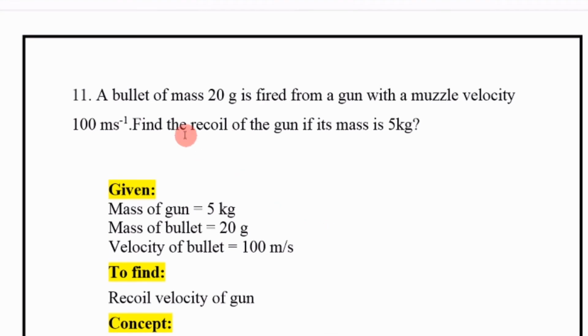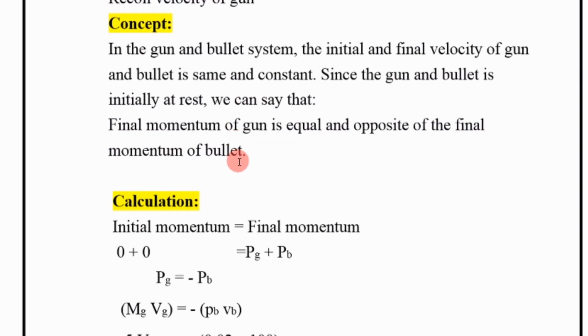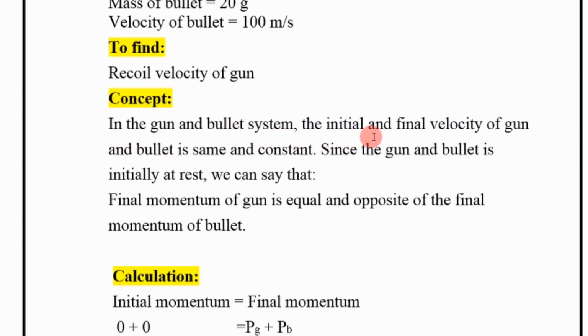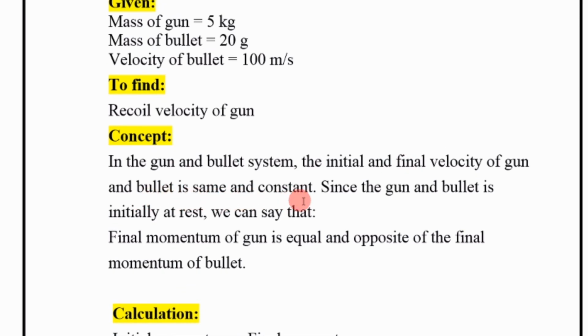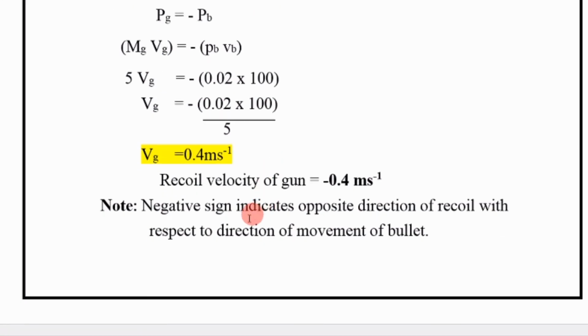Next, a bullet of mass 20 gram is fired from a gun with a muzzle velocity of 100 meter per second. Find the recoil of the gun if its mass is 5 kg. Given data we have: in the gun and bullet system, the initial velocity of the gun and bullet is the same. Since the gun and bullet are initially at rest, we can say that the final momentum of the gun is equal to the opposite of the final momentum of the bullet. Initial momentum is equal to final momentum. We put the values and get recoil velocity of gun is equal to minus 0.4 meter per second. The negative sign indicates the opposite direction of recoil with respect to the direction of movement of the bullet.